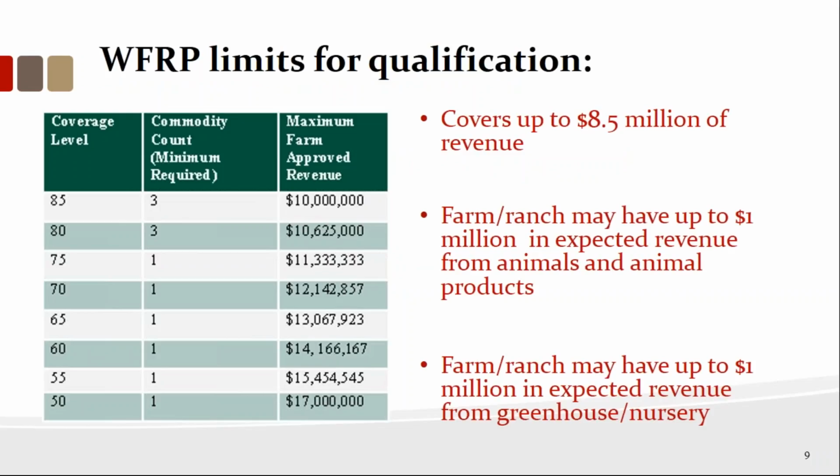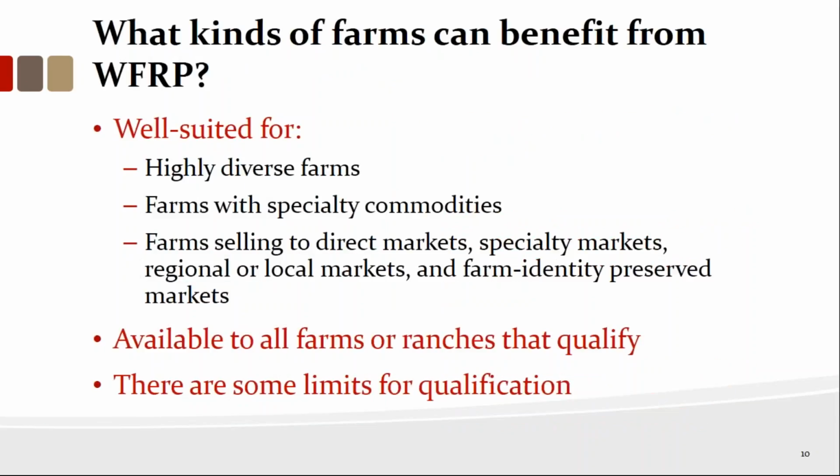If you're over $17 million, you're excluded because 50% level is the lowest you can take, $8.5 million. The next thing that's excluded is anyone who has over $1 million in animal products. So if you've got over $1 million of animal products, you're excluded from this policy, or if you have over $1 million in greenhouse and nursery. Keep in mind, floriculture, cut flowers, is not considered in that $1 million because by RMA that's not greenhouse and nursery production. Okay, what kind of farms would you look at that this is suitable for? My opinion, it's suitable for every farm out there.